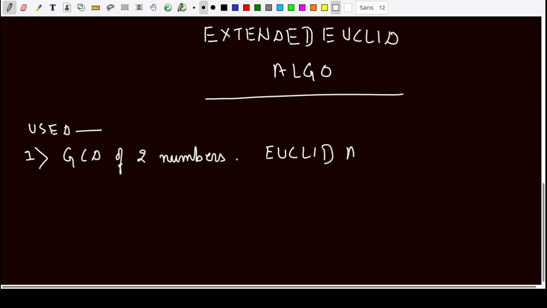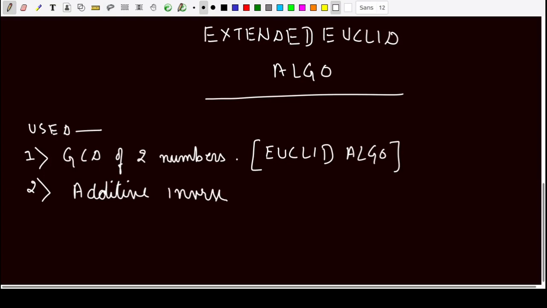And the Euclid algorithm is basically easier than the extended Euclid algorithm. So in a way, what I'm recommending is to use the Euclid algorithm to find the GCD of two numbers, not the extended Euclid algorithm. But the second use case of the extended Euclid algorithm, which makes it very popular, is that it helps us in finding the additive inverse of two numbers. Additive inverse. So what do we mean by additive inverse?